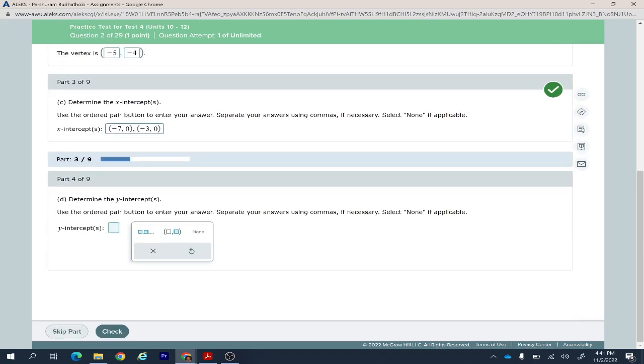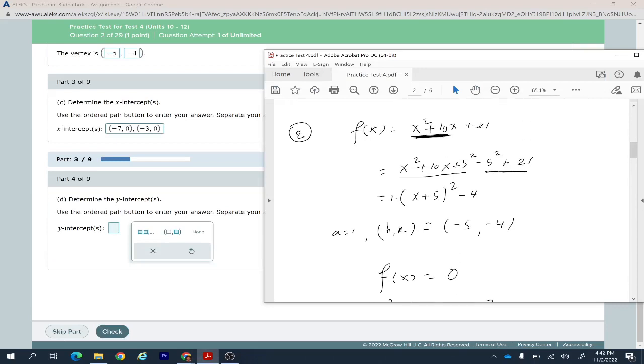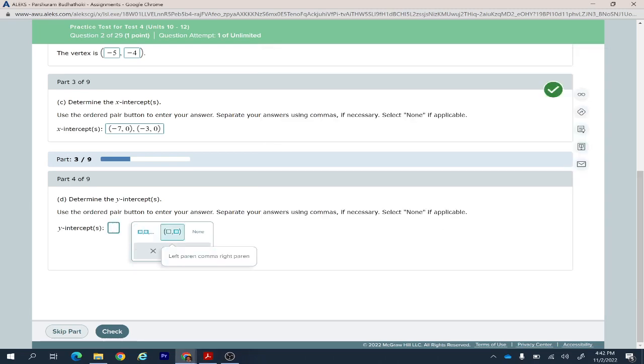Now the y-intercept means what happens if I put x equal to 0 in this function. That's the y-intercept. So that means this x term would be 0, then the remainder would be 21. So in ordered pair, the y-intercept would be 0, 21. So here they are asking us to use the ordered pair, so 0, 21. That's the y-intercept.